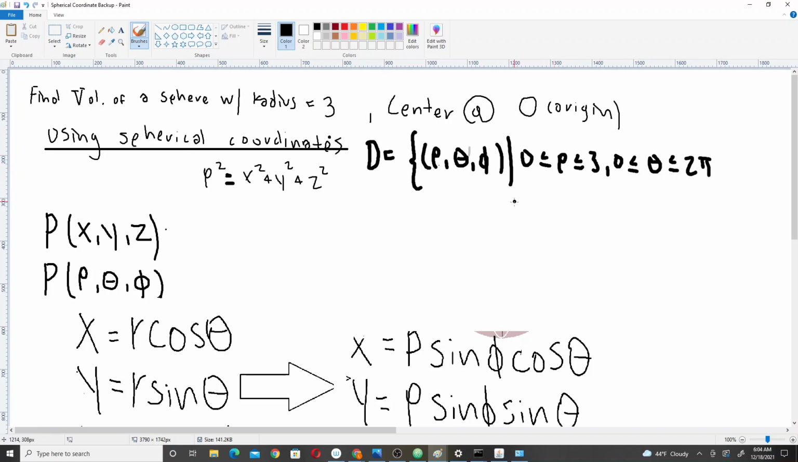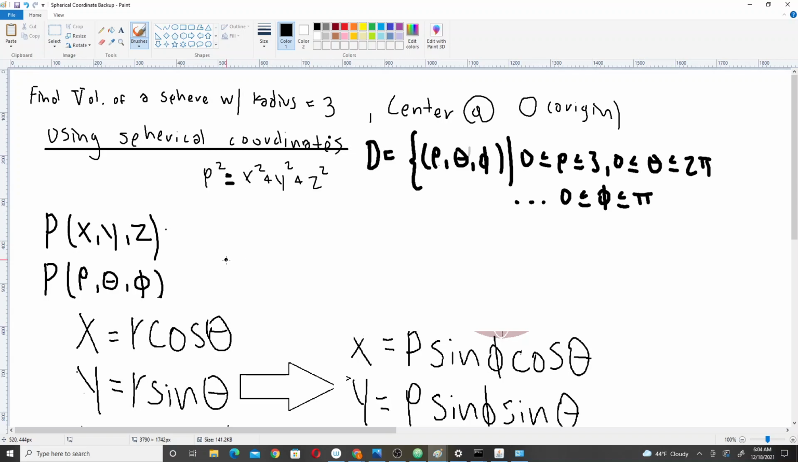And then for phi, we have 0 is less than or equal to phi is less than or equal to pi. Phi only goes from 0 to pi because if you go over pi, you're adding more than what it's supposed to represent.